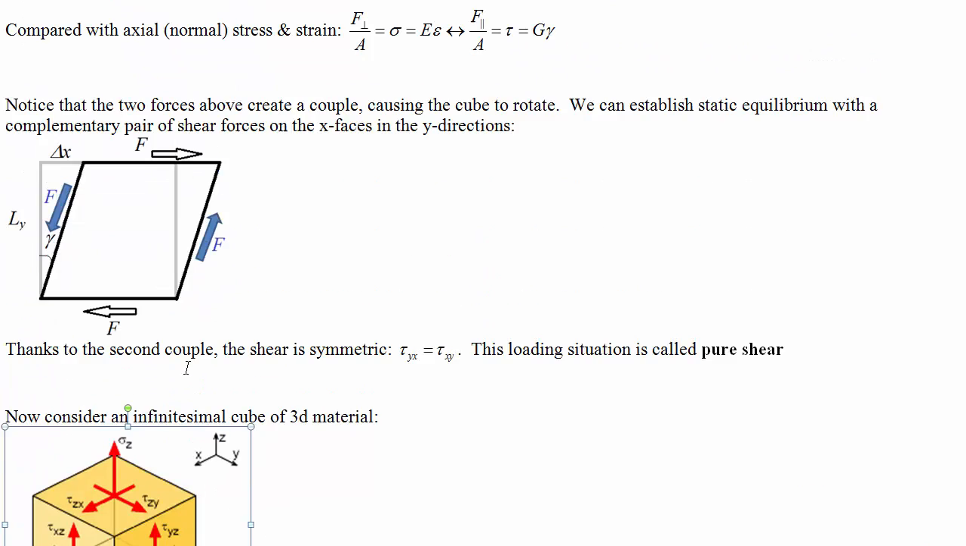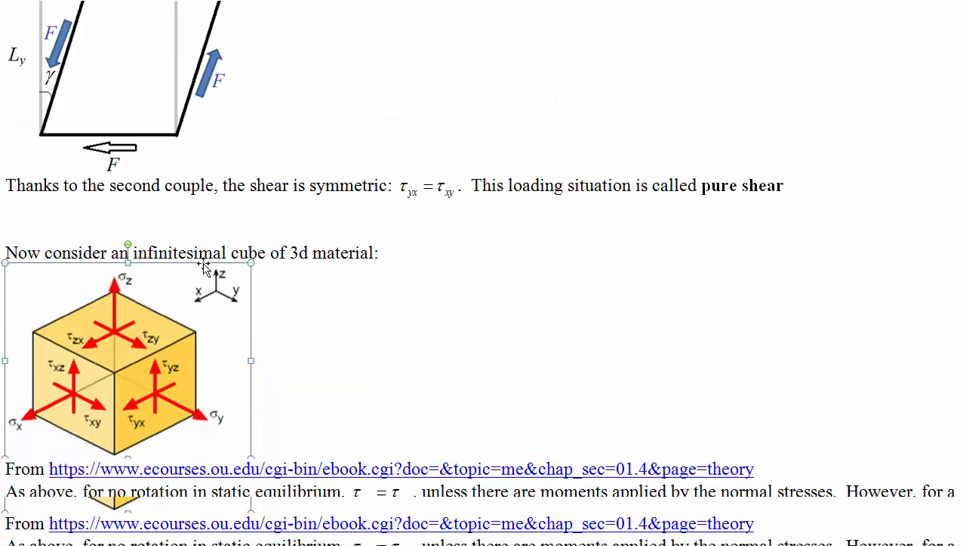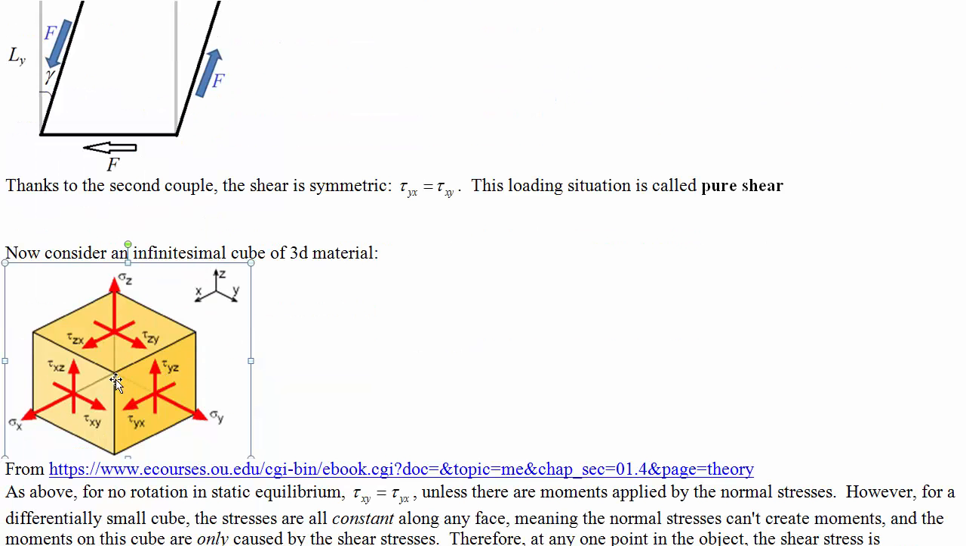Now let's look at an infinitesimal cube. Imagine we're taking an original cube and looking at a really small differential cube, or differential rectangle in general, inside the material. Now we've got a picture here which defines all of the shear stresses in different directions. So tau yx would be on the y face in the x direction.